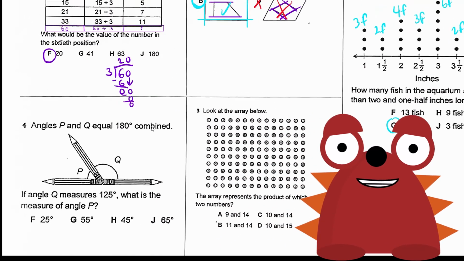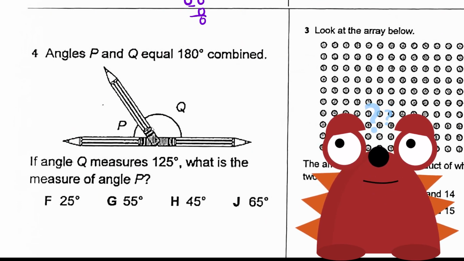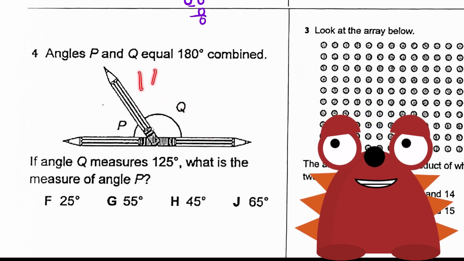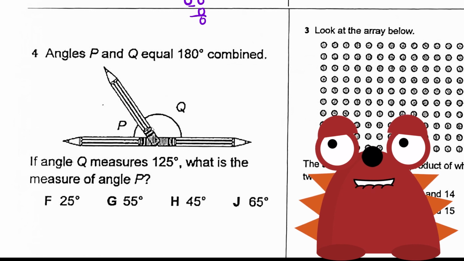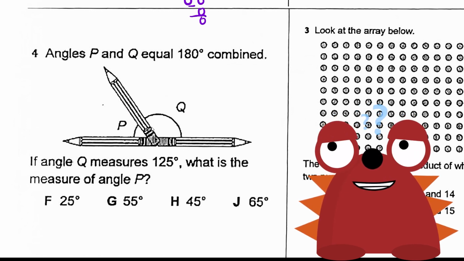Now we're going to go over here to this question. This question says, angles P and Q equal 180 degrees combined. So that means that if you combine angle P and angle Q, that'll give you 180 degrees. That means we have a straight angle. So if angle Q measures 125 degrees, what is the measure of angle P?